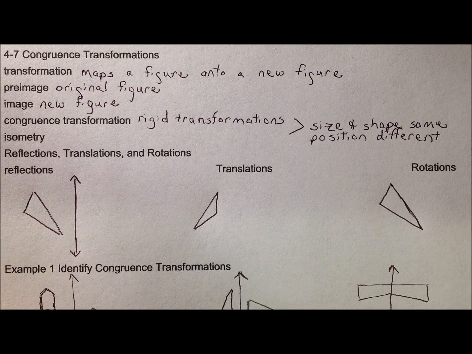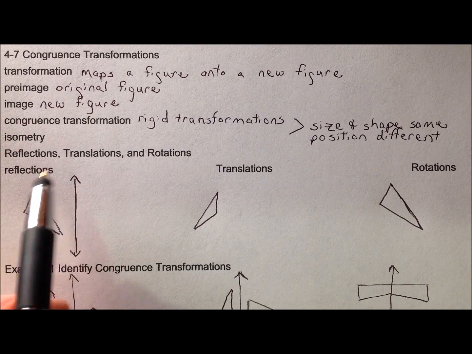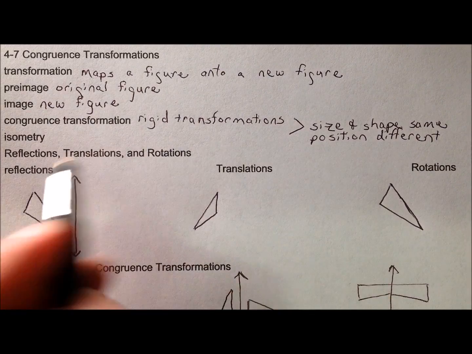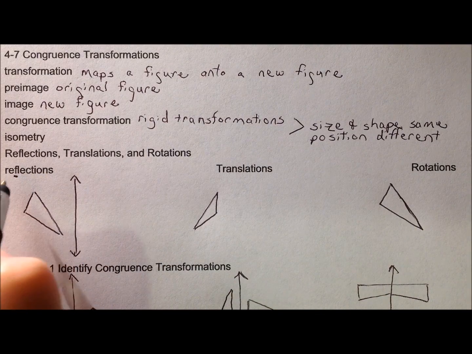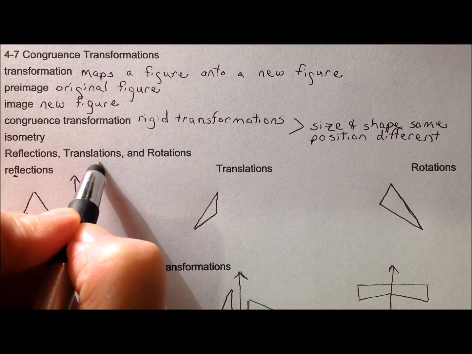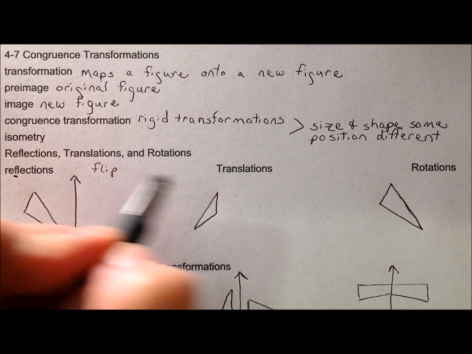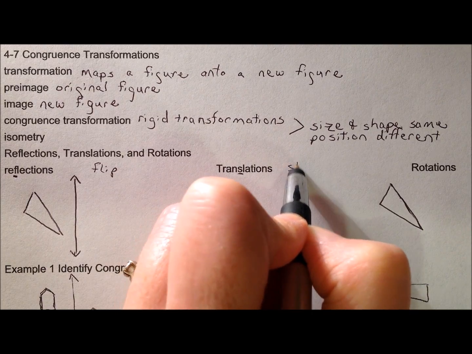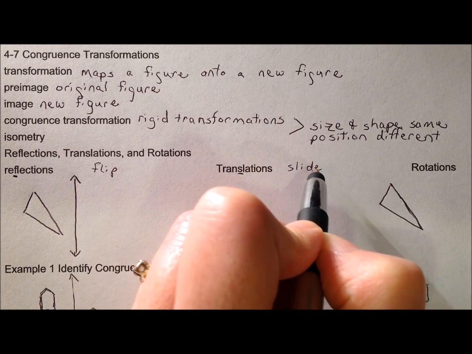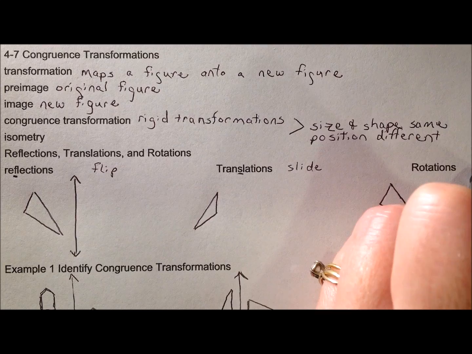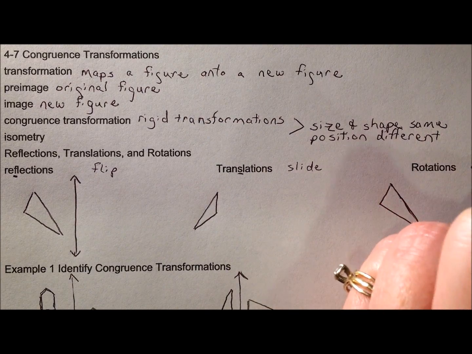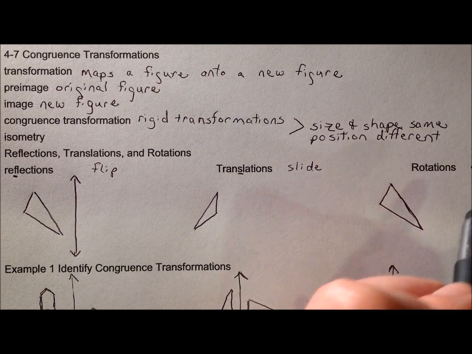So we're going to start off with looking at three different kinds of transformations: reflections, translations, and rotations. I like to remember these: F in reflections for flip, the S in translation for slide, and rotations has the word rotate in it, and that's what you're going to do with the figure. You're going to rotate it.